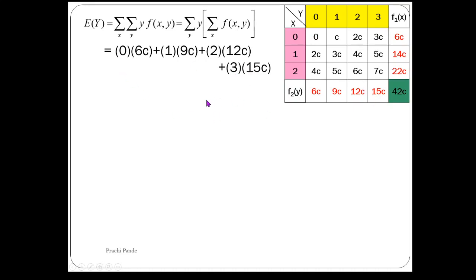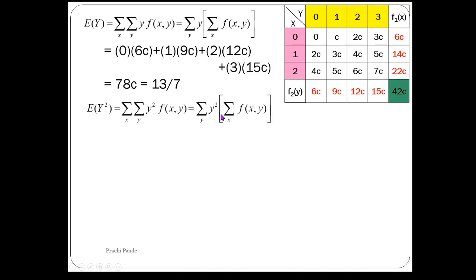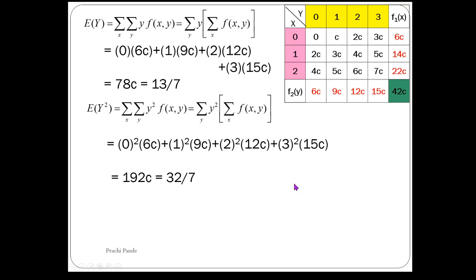If we add this all together, we get 78c, and c is equal to 1 by 42. So expectation of y is 13 by 7, and expectation of y square is 0 square into 6c, 1 square into 9c, 2 square into 12c, 3 square into 15c, which is equal to 32 by 7.